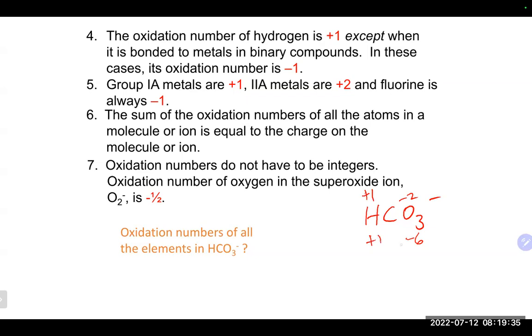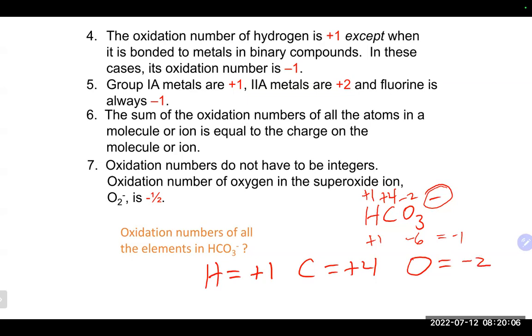That gives us +1 and a -6, and it does have an overall charge of -1, which means that needs to equal -1, which means in this particular case, the carbon is taking on a +4 oxidation state. So hydrogen here would have an oxidation state of +1. Carbon here would have an oxidation state of +4. And oxygen here would have an oxidation state of -2.